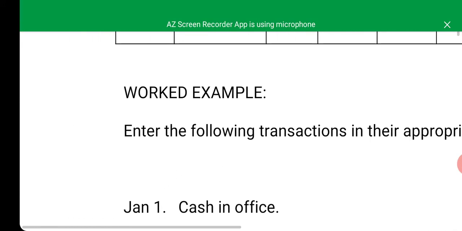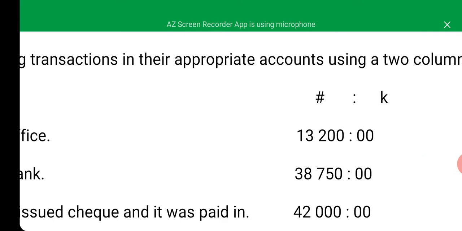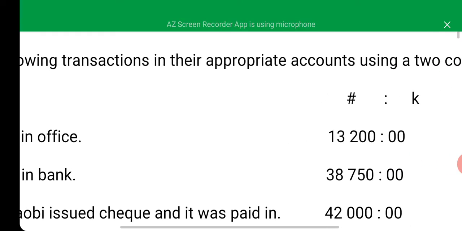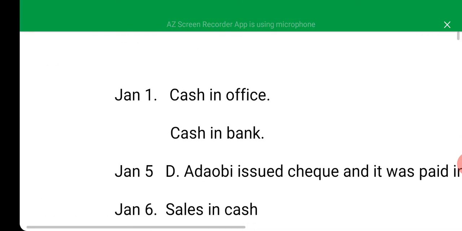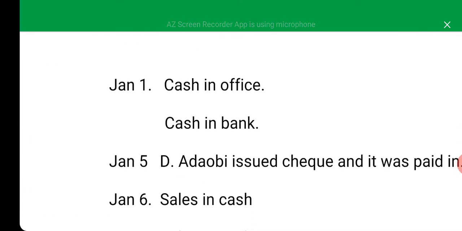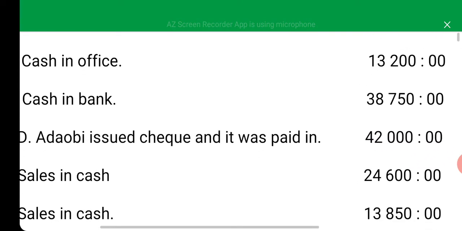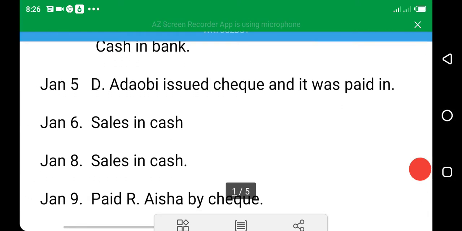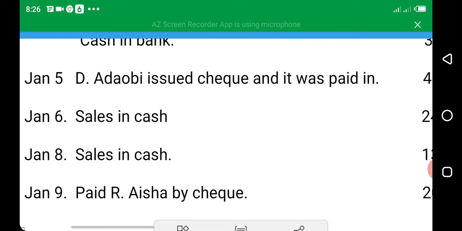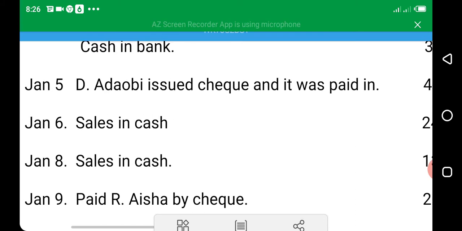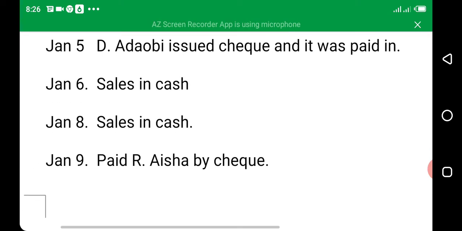So let's look at an example. We have to record the following transactions in the appropriate accounts using a two-column cash book. The transactions start on January 1: we have cash in office, we have cash in bank. Mr. Adaobi issued a check to the organization, and it was paid in on January 5, and so on.